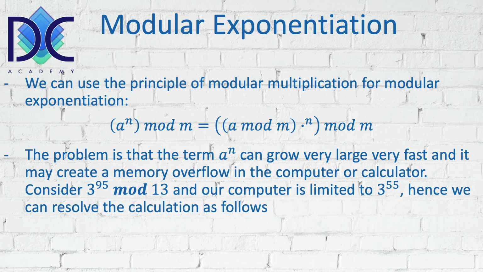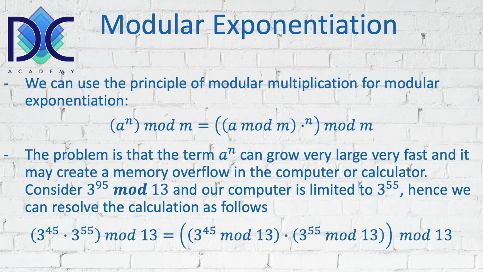Now, consider that we want to find 3 to the power 95 modulus 13, and we have a computer which can give numbers up to 3 to the power 55. Now, how do we do this? Well, we can say that 3 to the power 95 is 3 to the power 45 times 3 to the power 55. And we're going to use the rule of modular multiplication on this product.